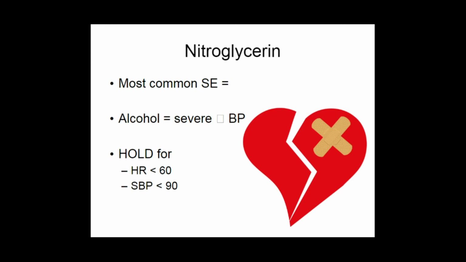The most common side effect for nitroglycerin is a headache. Alcohol mixed with nitroglycerin can cause severely low blood pressure. This is another medication that we have parameters for our vital signs. And that means that we're going to hold this medication if the heart rate's less than 60 or the systolic blood pressure is less than 90.